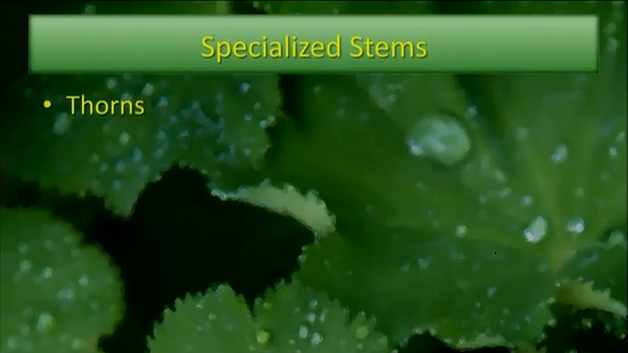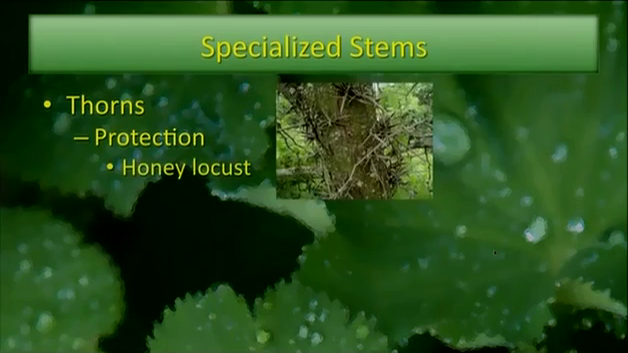Now thorns are modified stems, modified for protection. Okay, a good example of a plant that has thorns is the honey locust. Okay, so remember that thorns are specialized stems. Remember that spines are actually modified leaves. Also, prickles from roses or from raspberries actually originate from the epidermis. Okay, so they're not actually either stem tissue or leaf tissue. They're actually from the epidermis instead.